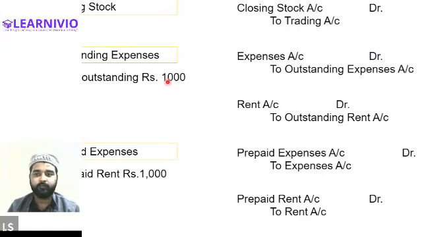Because when we will be preparing the final account, we have to journalize all the adjustment entries. So I want you to note it down in your notebook. Please do it and let me know when you are done. Then we will move to the fourth adjustment entry.